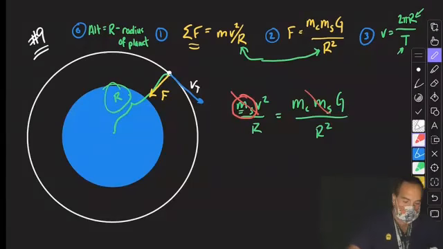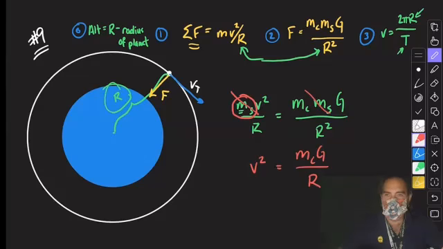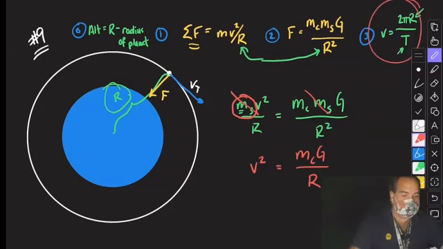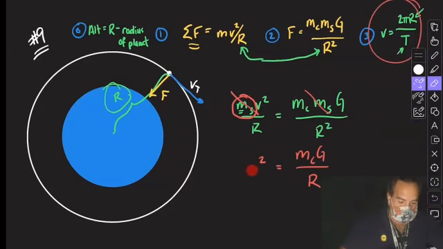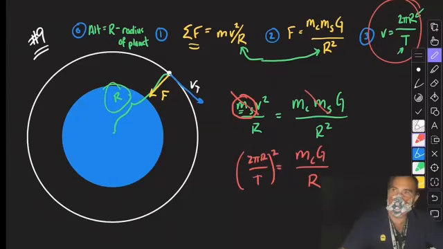Which leaves me with v squared equals m_c g over r, where m_c stands for the mass at the center. Now that's my first set of substitutions. And yeah, I canceled one of the r's out too. The next substitution though is going to be to bring something in that has period. So that's another substitution, and that's a lot of work. 2 pi r over T, squared.